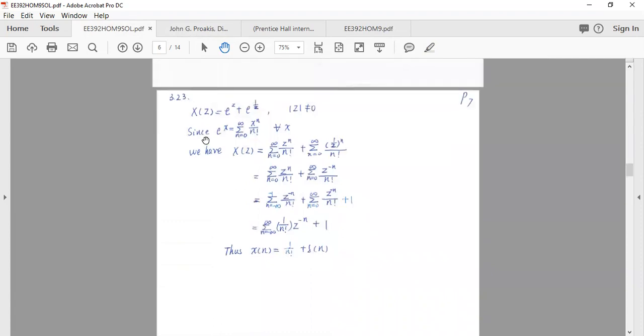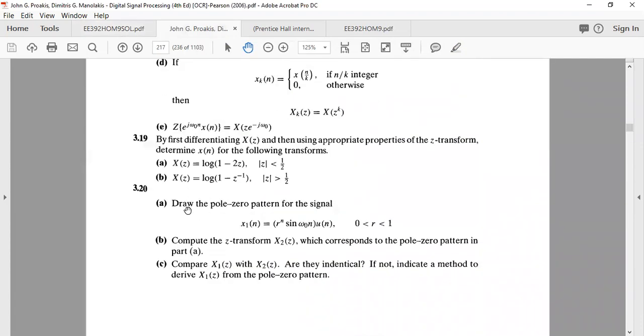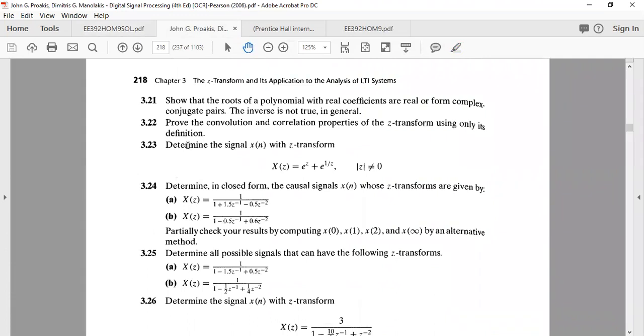Question number 3.23, right? 3.23. Determine the signal x of n with z transform X of z equal to e to the power of z plus e to the power of 1 upon z, right? Where magnitude of z is not equal to 0. So basically, the signal is a causal signal in this particular case again, right?